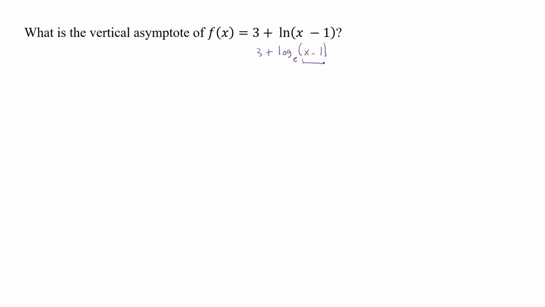Well, what does this tell us? Well, that tells us we're shifting to the right 1. And so if we shift to the right 1, originally our asymptote was x equals 0. So if we shift right 1, our new asymptote is just x equals 1.